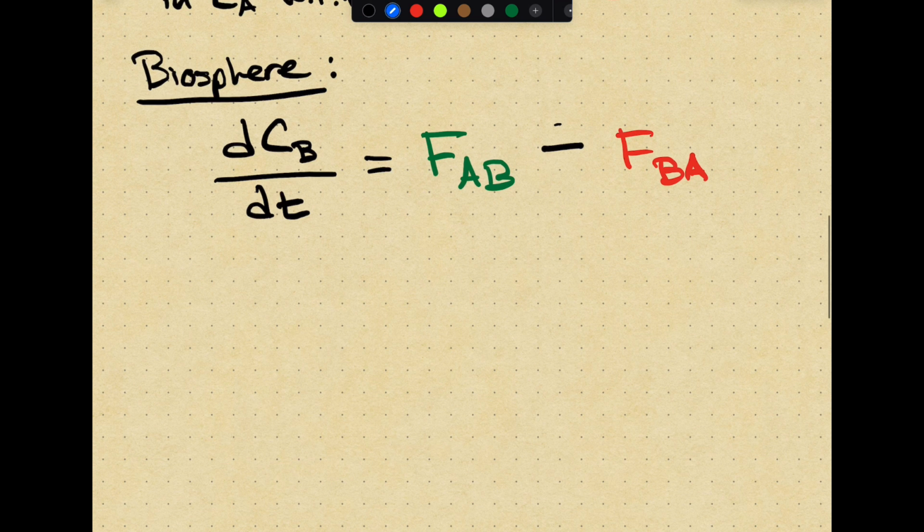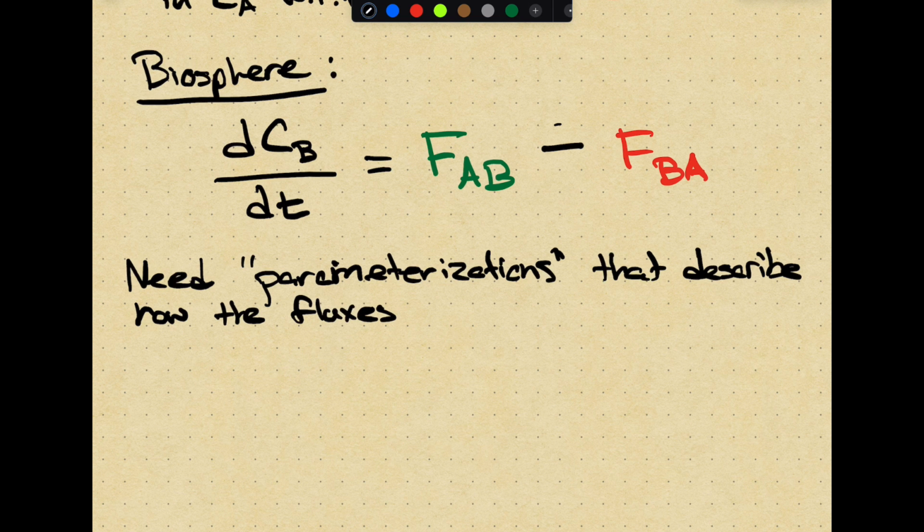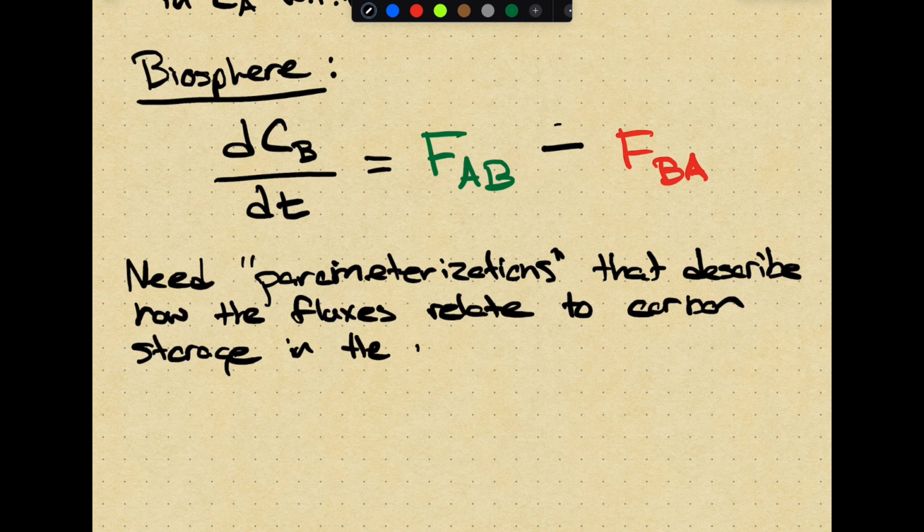So what we need, and the term I'm going to use is parameterizations, that describe how the fluxes relate to carbon storage in the atmosphere and biosphere.